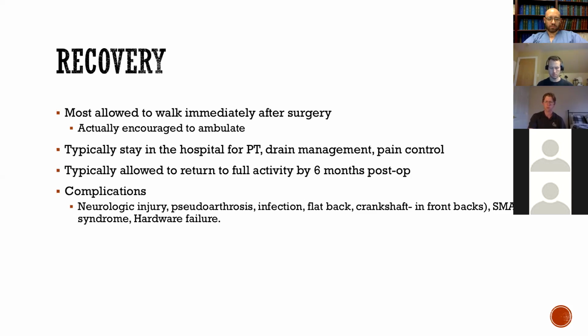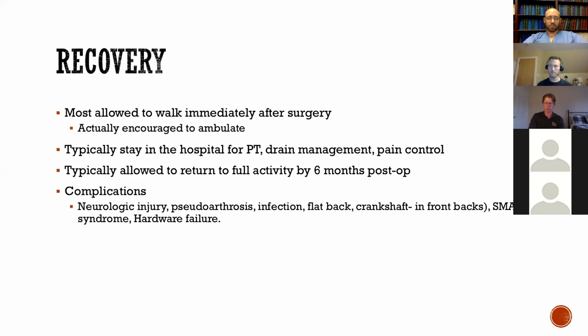So usually there's going to be a drain. We'll stay a day or two for pain control, waiting for bleeding to stop, and getting started with eating and things like that. We allow our kids, if the healing process is uncomplicated, to return to full activity by 6 months, but everybody's a little bit different. That's just a general rule of thumb.